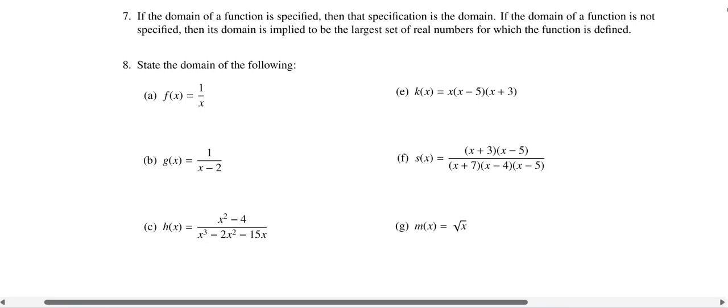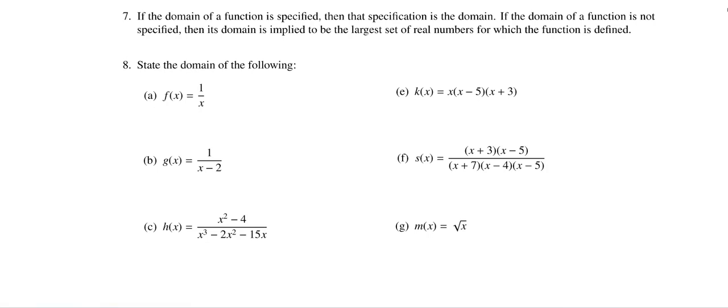Well, howdy folks. So in this last video about the domain of functions, I want to go ahead and identify the implied domain of a number of functions that you've worked quite a bit with. Just as a reminder, if the domain is specified for a function, then you use that specified domain. That's what we said last time. If the domain is specified, that specification is the domain.